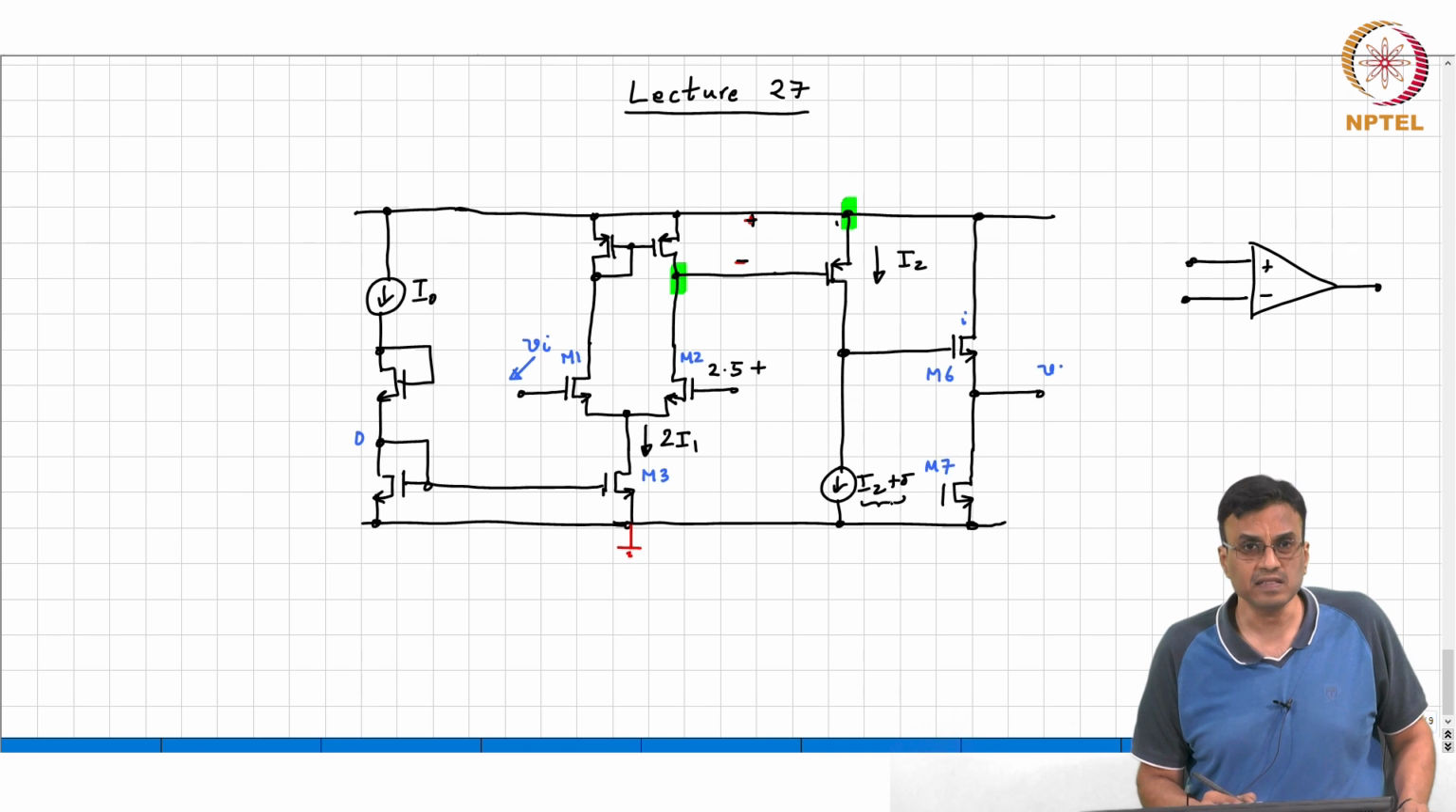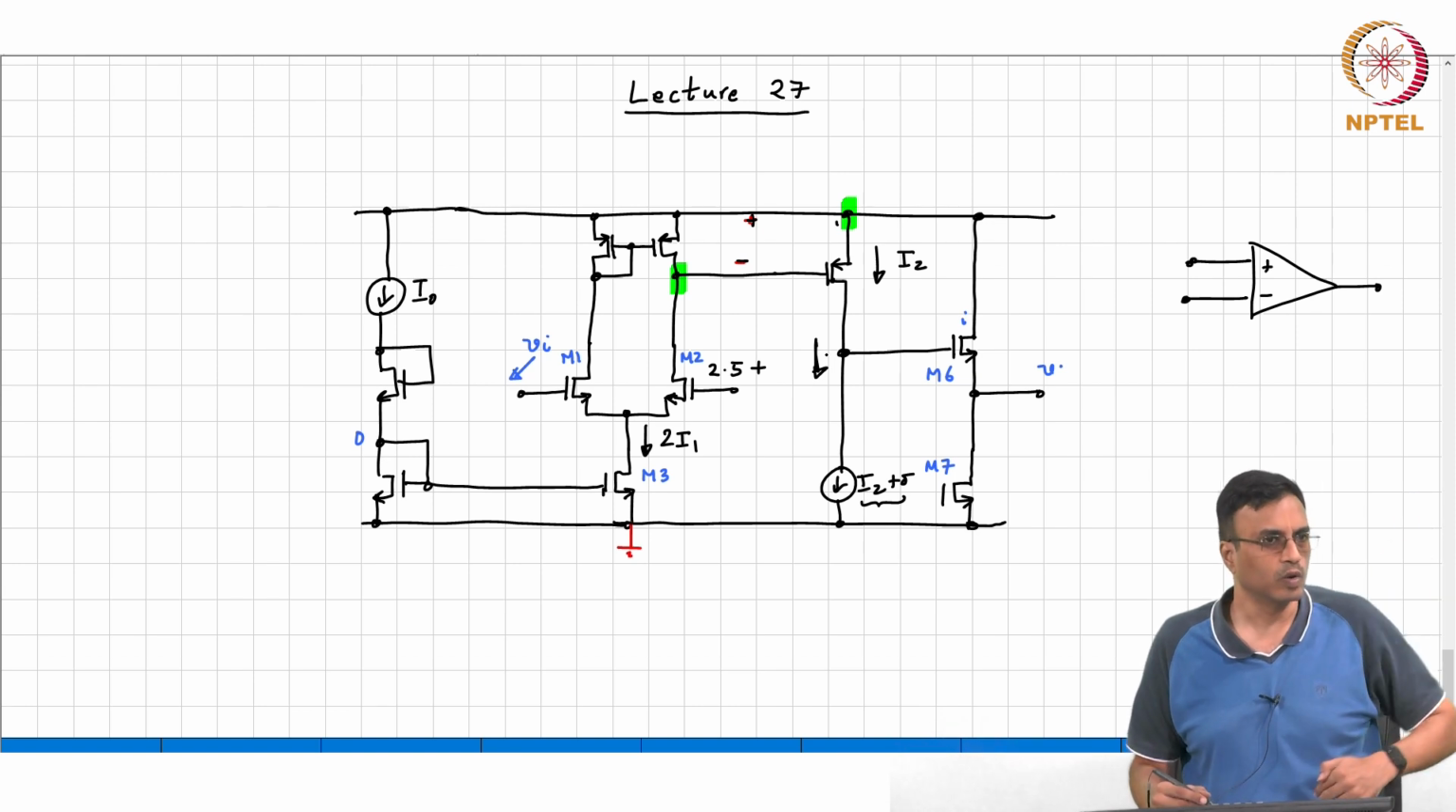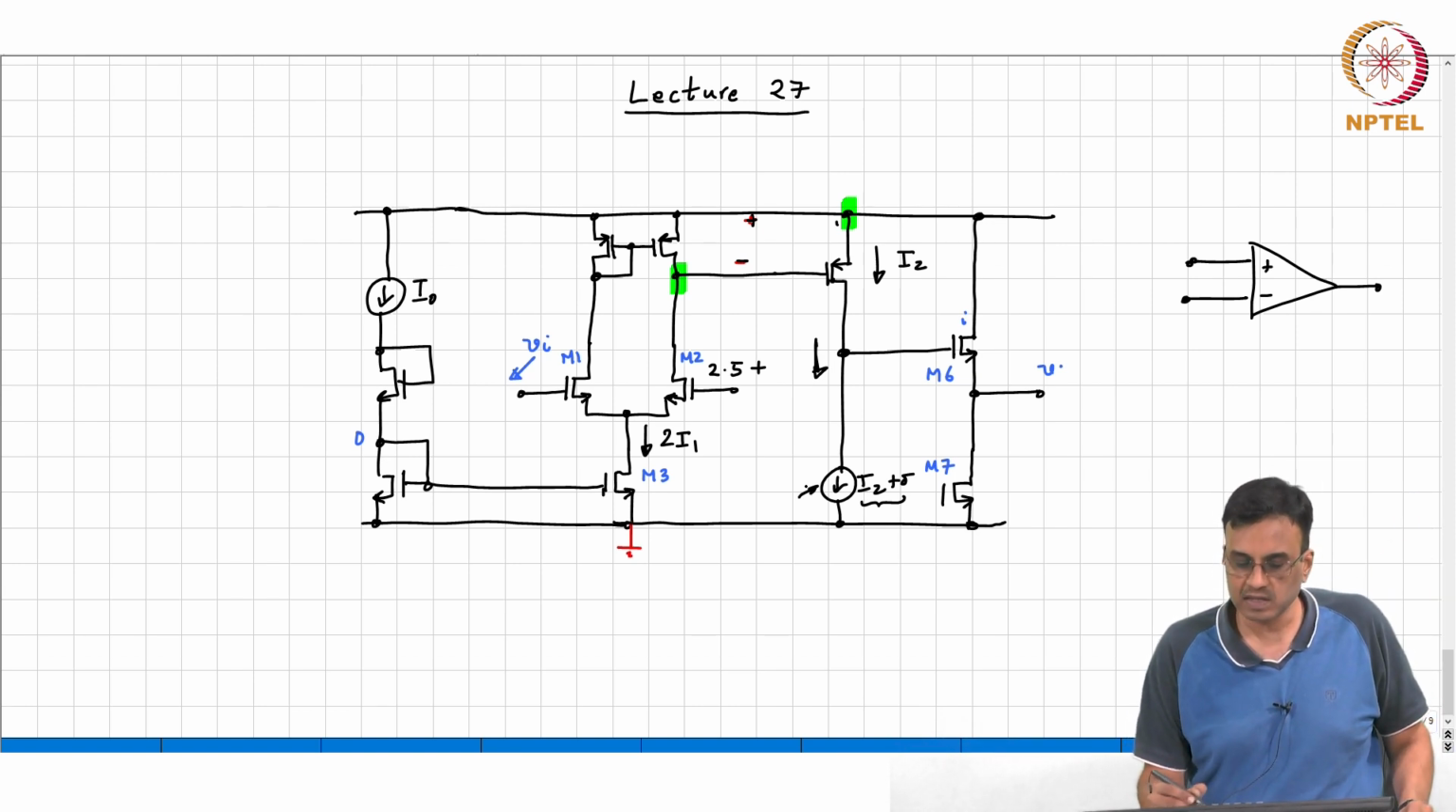Now this current has increased slightly. What comment can you make about the potential of that node? It goes down, eventually pushing this transistor into the triode region, where the gain of the operational amplifier is very small.